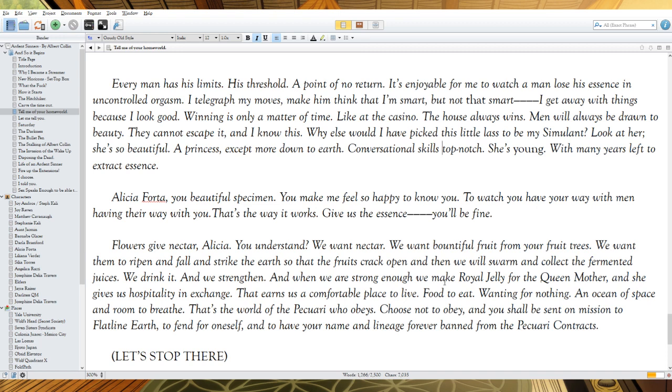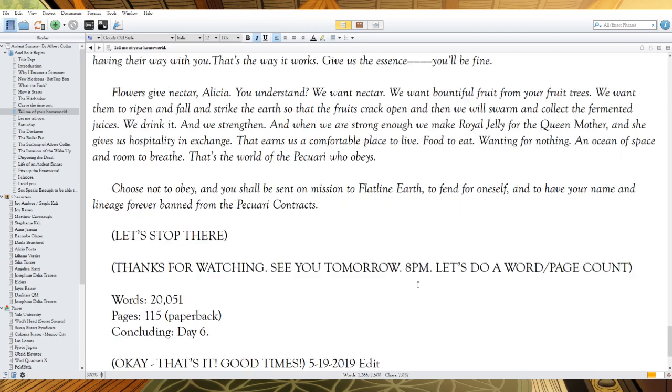We want nectar. We want bountiful fruit from your fruit trees. We want them to ripen and fall and strike the earth so that the fruits crack open, and then we will swarm and collect the fermented juices. We drink it, and we strengthen. And when we are strong enough, we make royal jelly for the Queen Mother, and she gives us hospitality in exchange. That earns us a comfortable place to live, food to eat, wanting for nothing, an ocean of space and room to breathe. That's the world of the pecuary who obeys. Choose not to obey, and you shall be sent on mission to flatline earth to fend for oneself and have your name and lineage forever banned from the pecuary contracts.